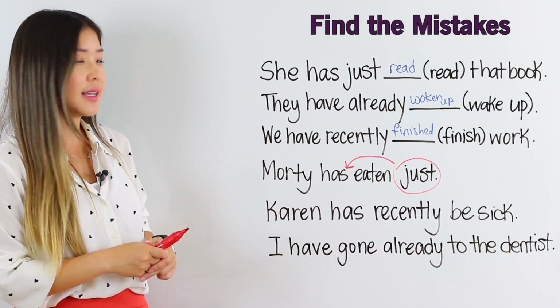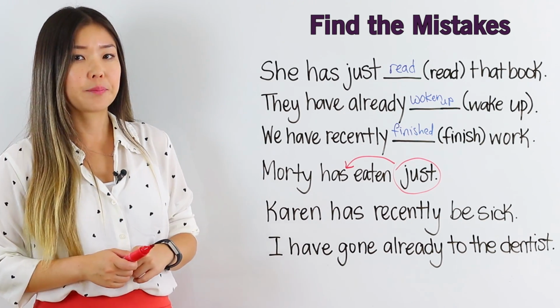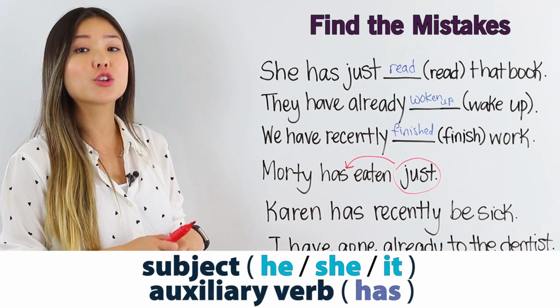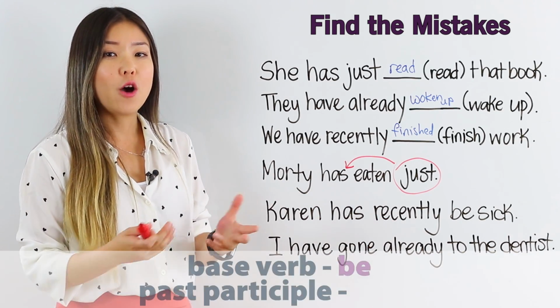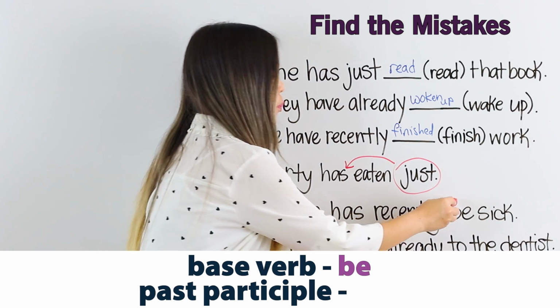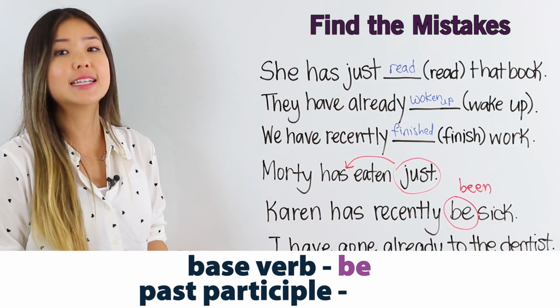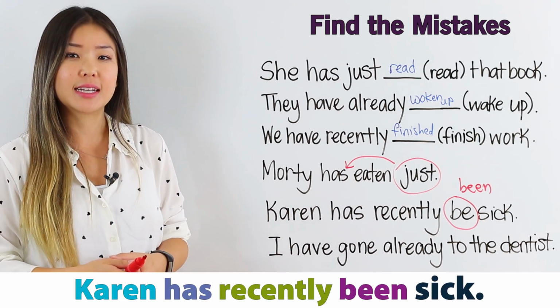The next sentence says, Karen has recently been sick. Karen is a she, so has is correct. And there we have recently. Now we need the past participle of the verb. Be is our verb, and the past participle of be is been. Karen has recently been sick.